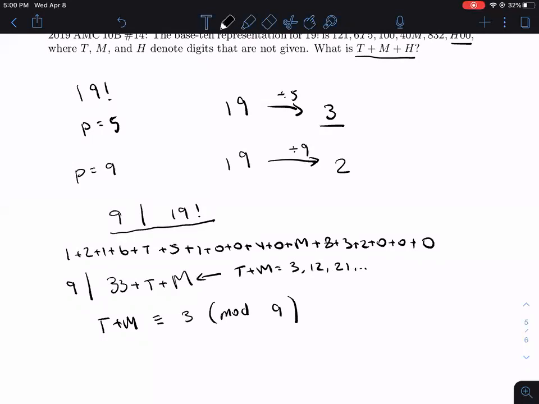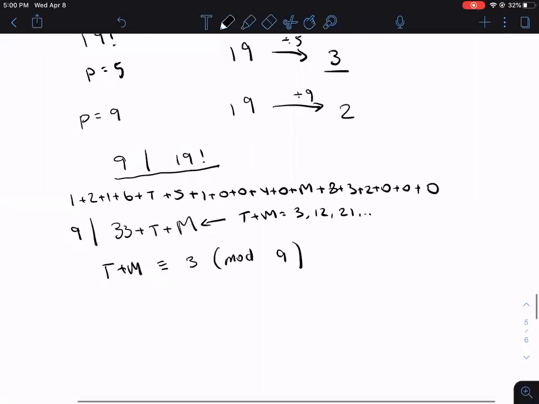Okay. So at this point, we realize that t plus m plus h is equal to either 3 or 12. 21 would be too high because h is equal to 0. So now we can already eliminate it down to 2 choices.